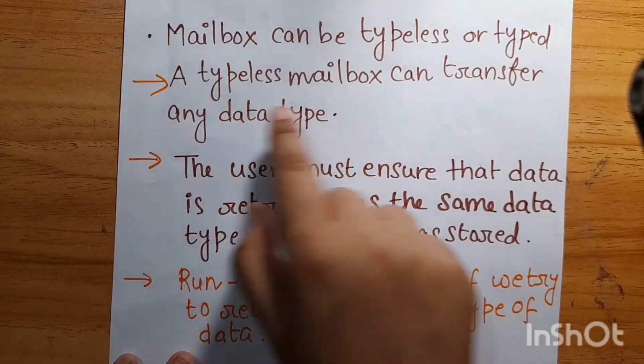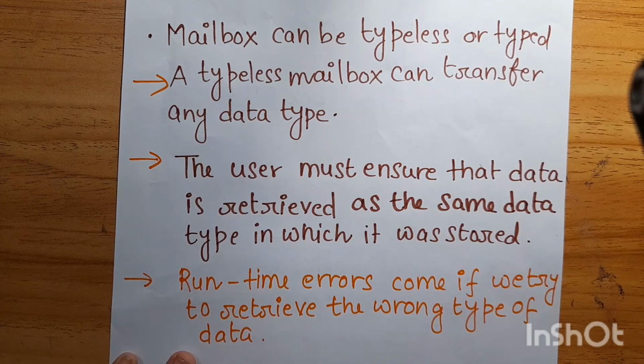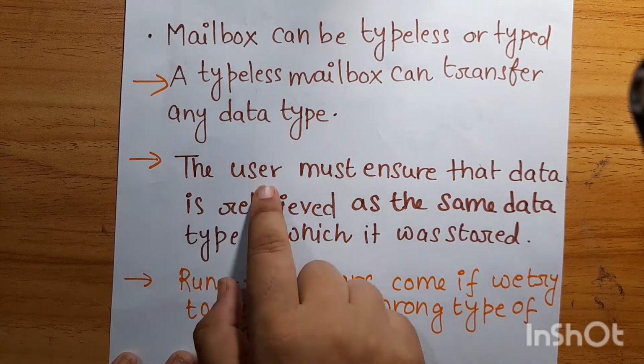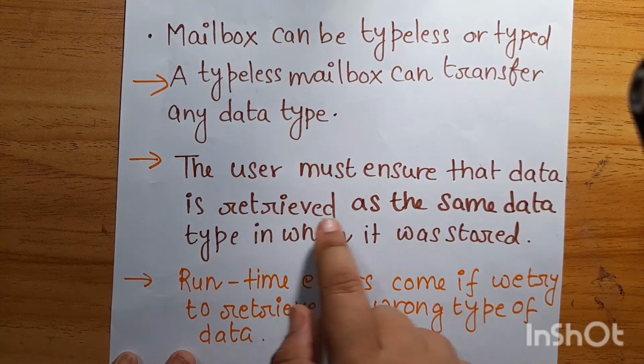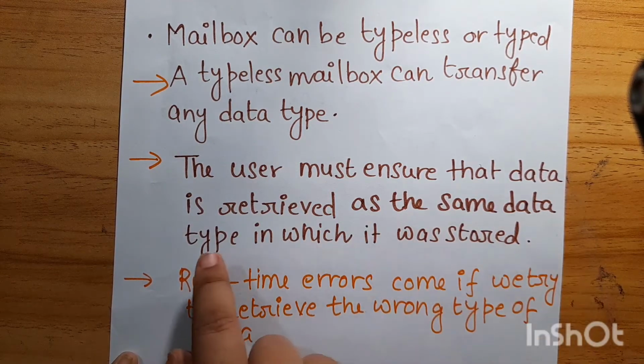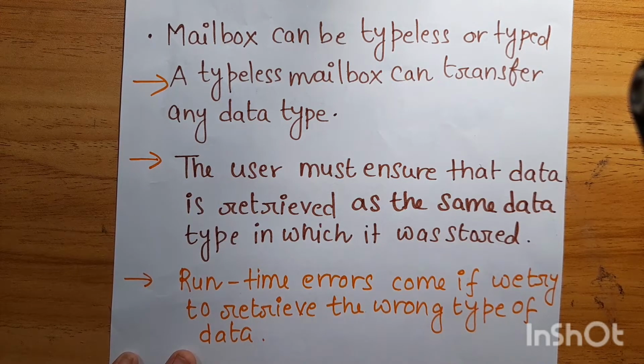A typeless mailbox can transfer any data type, that is what I said. It can hold any type of data. But the user must ensure that the data is retrieved as the same data type in which it was stored. So this mailbox is nothing but like a FIFO. When you are putting data into a storage location of the FIFO, you might know the type of the data.